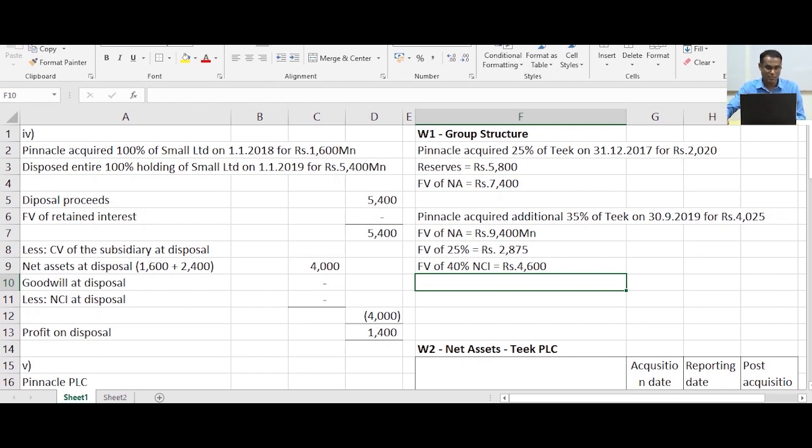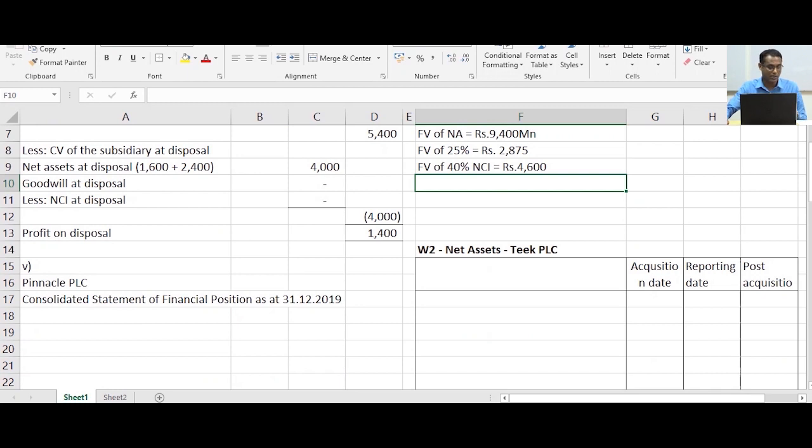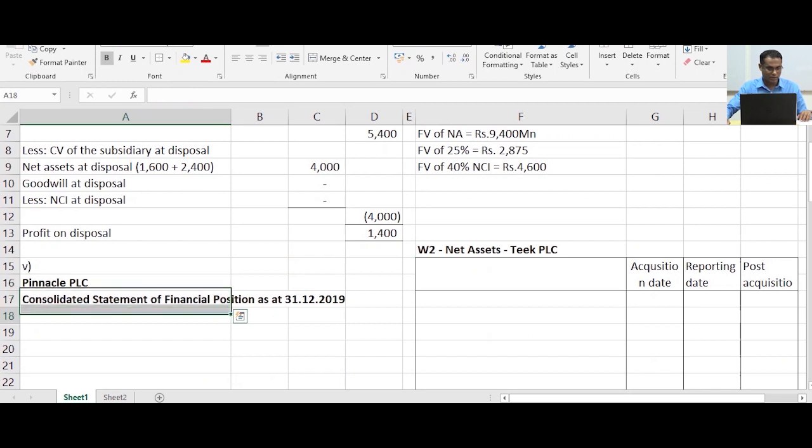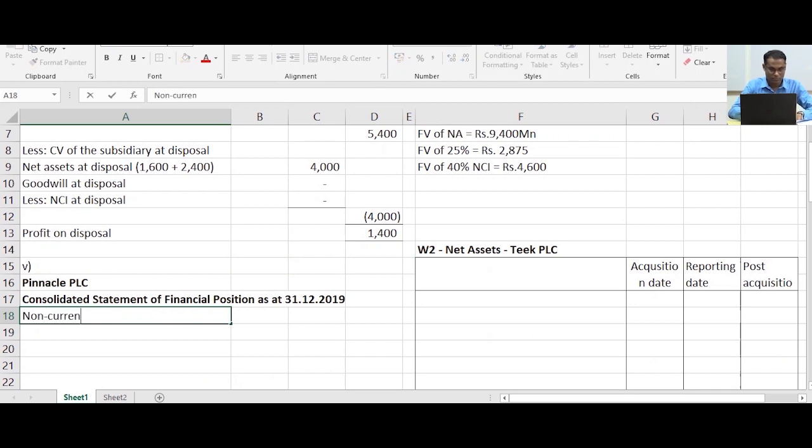Right. By keeping those things in mind, now I can start putting the figures onto the relevant statement of financial position. So first of all, let's put the numbers to the statement of financial position. I'll make the heading bold again. Starting from the non-current assets. Under the non-current assets, the first item is property, plant and equipment. I'll mention it as PP&E.